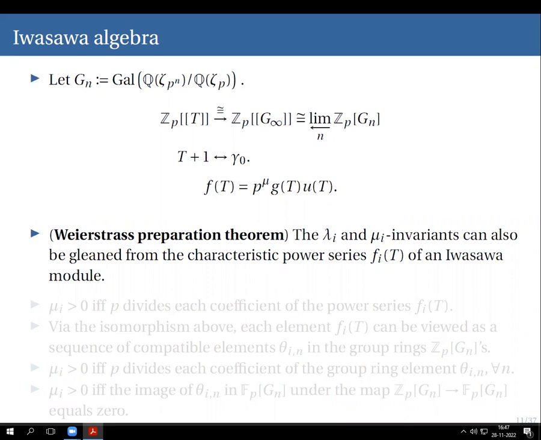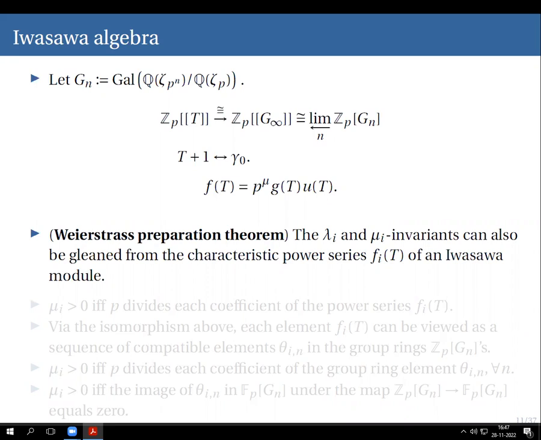Okay, so there's some commutative algebra, and one of the famous results about this ring is the Weierstrass preparation theorem. If you take any power series, there's some sort of factorization that you can do. Every element in this power series can be written as a power of p times a unit times this g of T. And this g of T turns out to be a polynomial. It's called a distinguished polynomial.